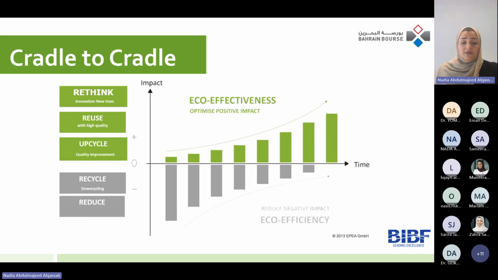And if you look at the chart, you will notice that reduce and recycle, yes, they are good. They minimize the negative impact, but do they really generate positive impact? No. And this is where we have to elevate as human beings. We have to look at upcycle. We have to improve quality. We have to reuse, and we have to rethink. And this takes us to a whole new scale of improving the processes. This is the positive impact.